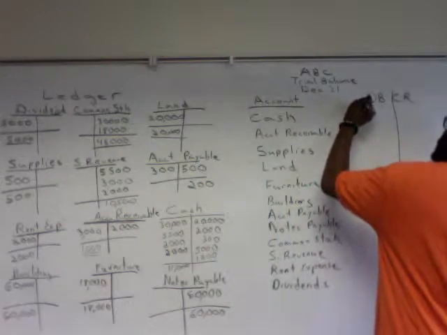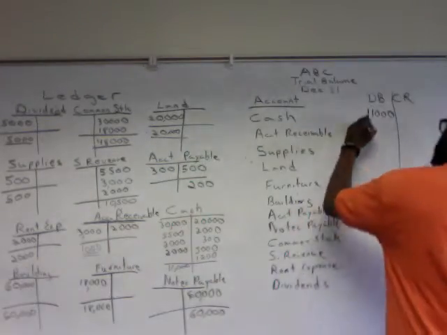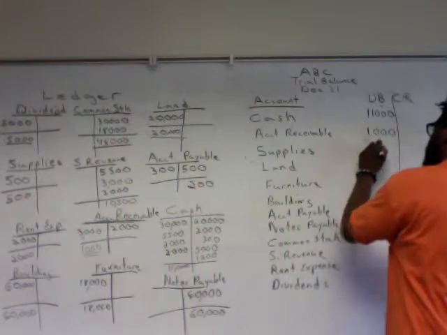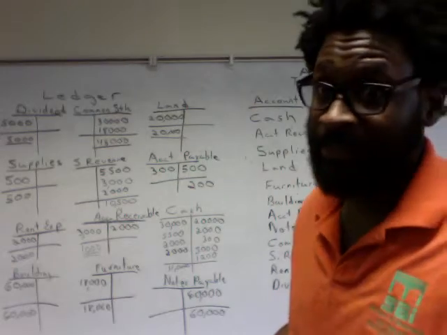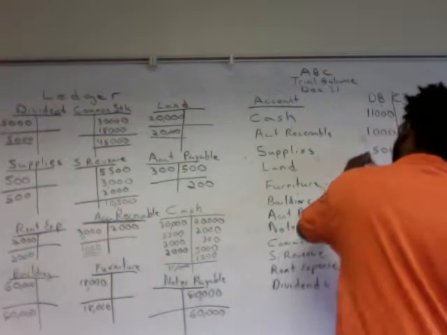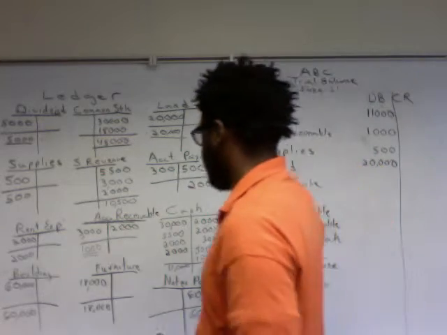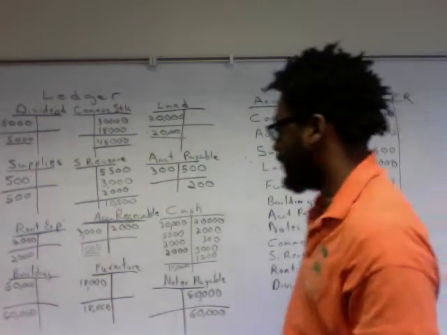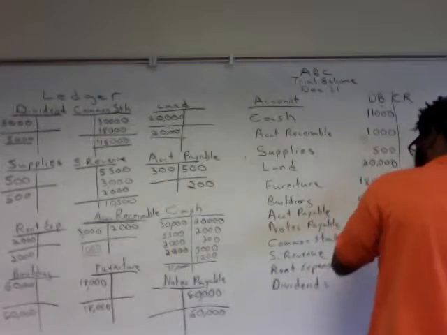Cash, $11,000 on the debit side. Accounts receivable, $1,000 on the debit side. Supplies, $500 on the debit side. And obviously we know all our assets are going to have a balance on the what? Debit, because that's the normal balance. Land, $20,000 on the debit side. Furniture, $18,000 on the debit side. Building, $60,000 on the debit side.